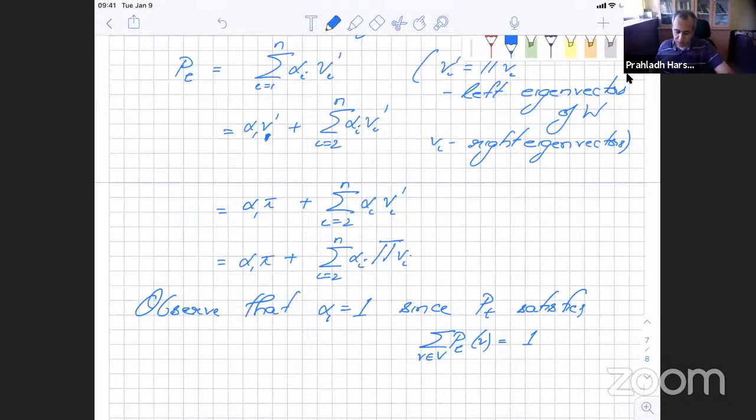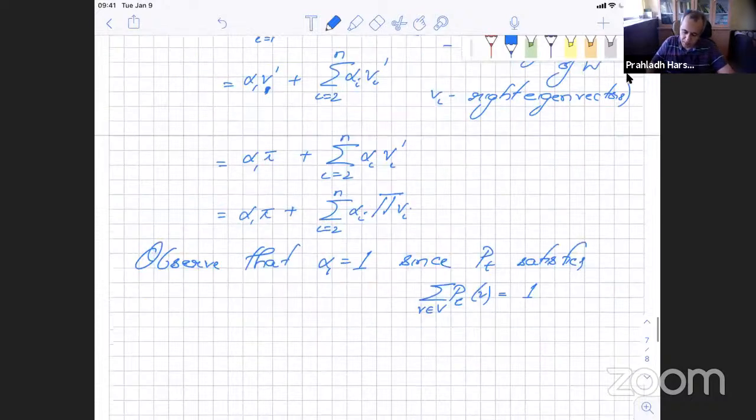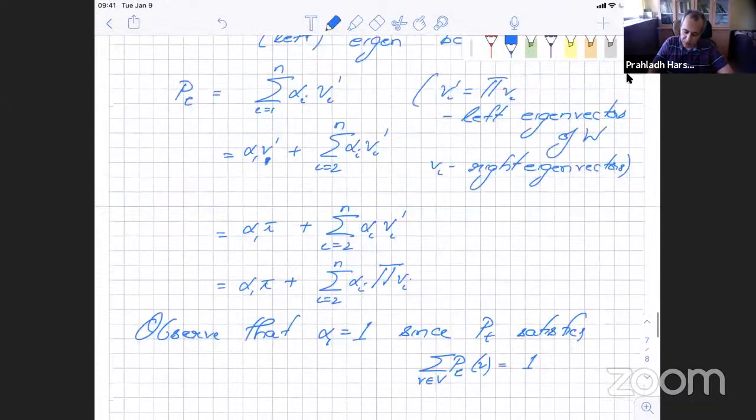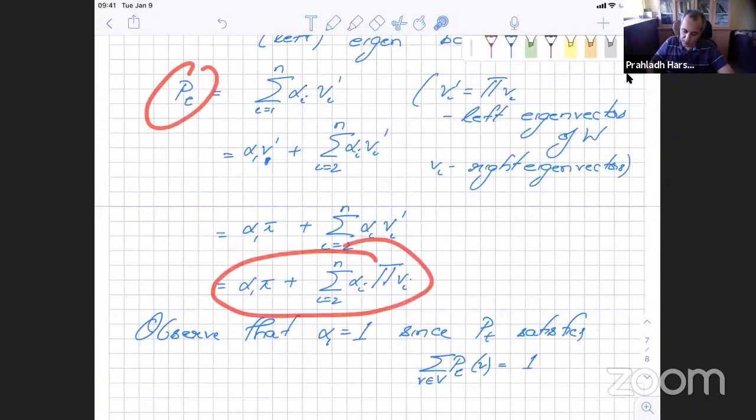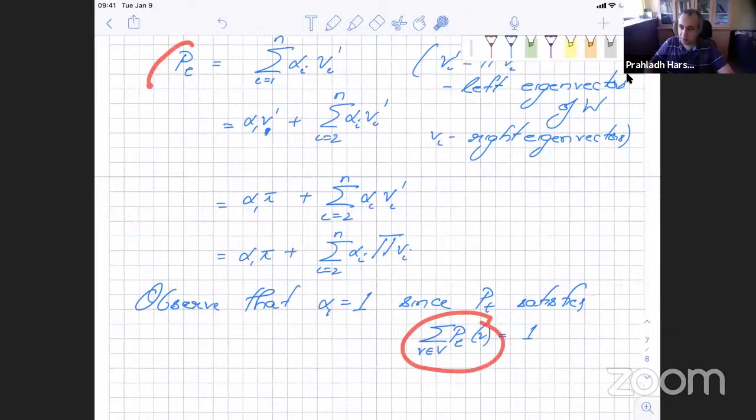Yeah, the quickest way to see this is look at this vector quantity. Let's look at this sum. This sum for this left hand side is 1. What is it for this guy? This is just alpha 1.